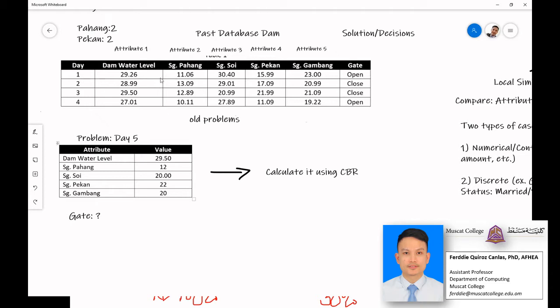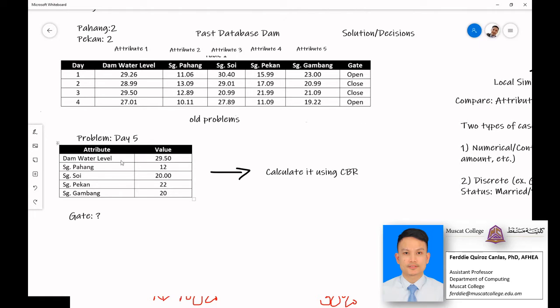As per the record from the past database, on day one the dam water level was 29.26 meters. Then River Pahang has 11.06 meters. Soy has 30.40, and so on and so forth. The decision was to open the gate. Then on day 2, the water levels of the dam and the 4 rivers changed, and the decision was to close the gate because there was not enough water to generate electricity. On the 3rd day, the same decision was made to close the gate. On the 4th day, the water level changed, and they decided to open the gate.